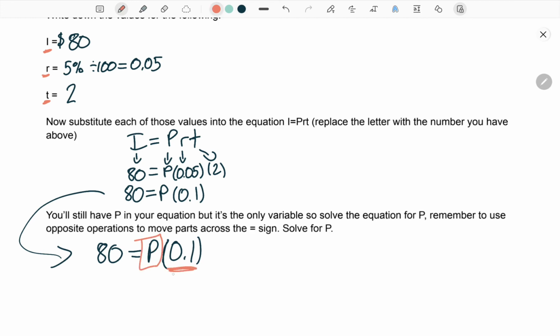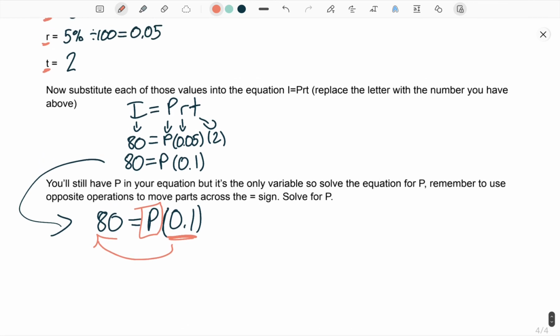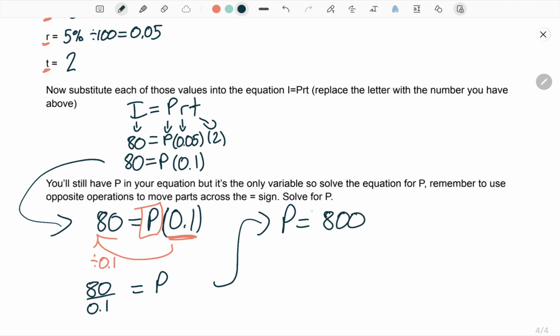So that means we need to move whatever's on the same side as P to the other side of the equation. So something like 0.1 here, it's being multiplied by P, so to move it over, we need to divide by 0.1. So you're going to have 80 divided by 0.1 is P. And so if you do 80 divided by 0.1, you will get something like $800. And so that's the amount you would need to put into the account.